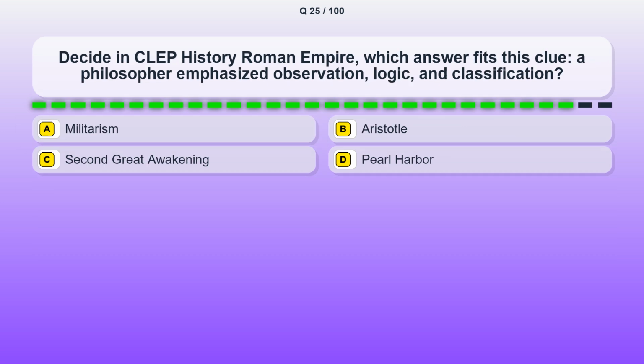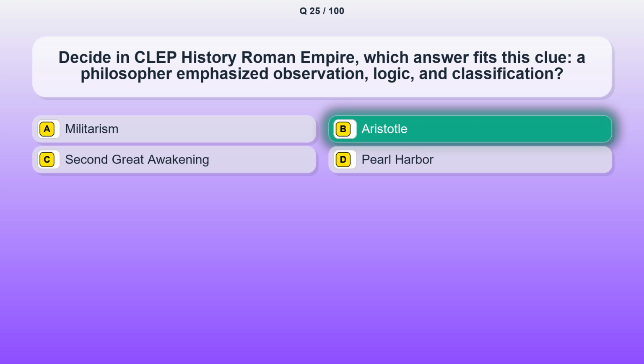Question 25. Decide in CLEP History Roman Empire, which answer fits this clue? A philosopher emphasized observation, logic, and classification? Option A, militarism. Option B, Aristotle. Option C, Second Great Awakening. Option D, Pearl Harbor.